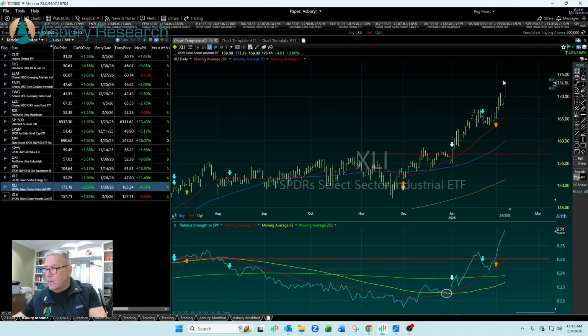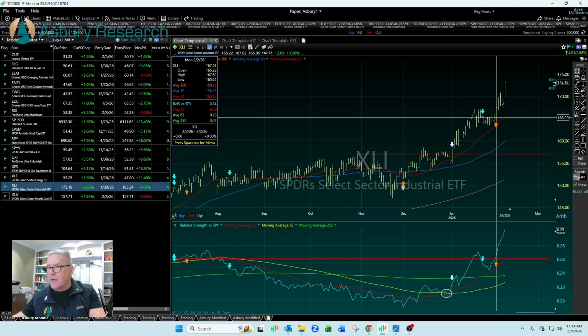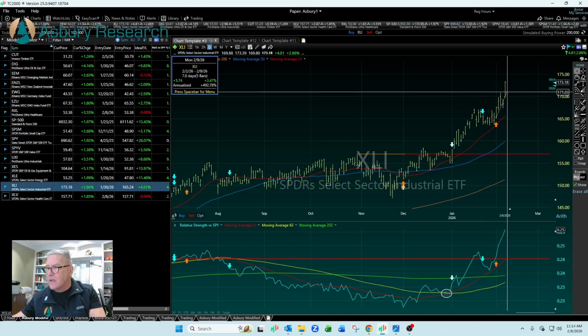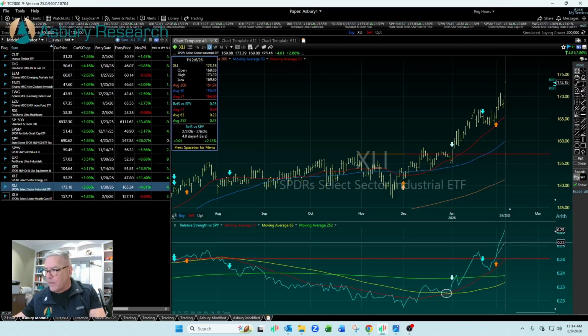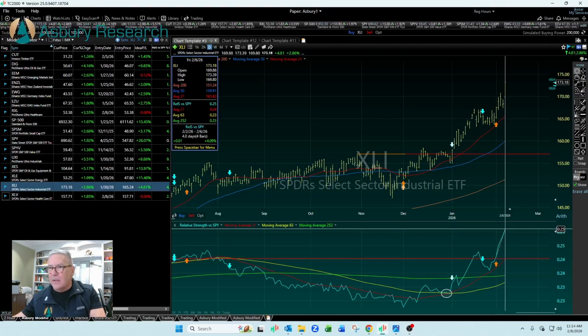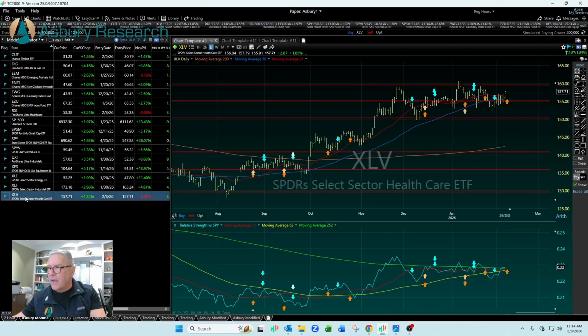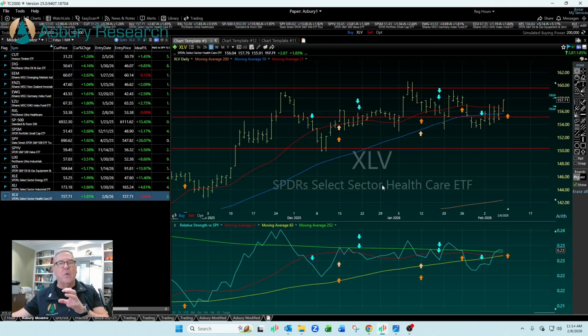CEF overweighted XLI here on 226. Since then, it's risen by 4.8%, outperforming the S&P by 4%. And finally, here's XLV. This is a new one. This is the new one for CEF, not CEF Ultra, but standard CEF. That's why the orange arrows are here where we don't have a bar yet.